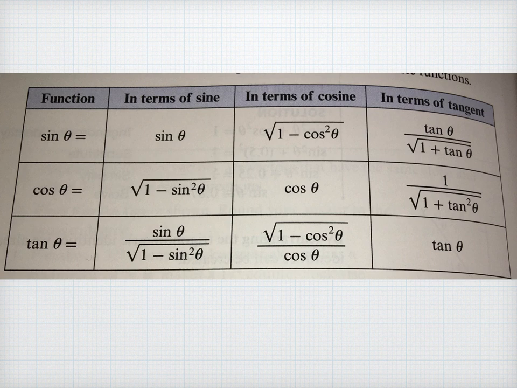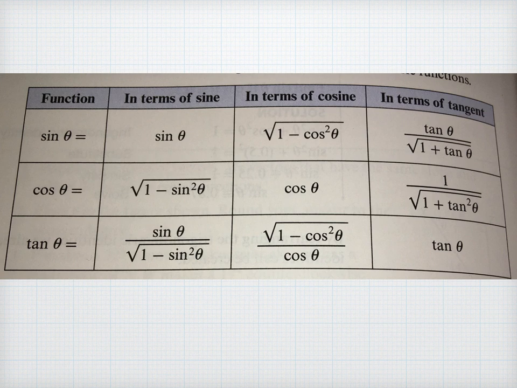And so the way this works, you pick the first column. In the first column, you know the sine. You've been given the sine, whatever that is. It may be a number, however they gave it to you, you know the sine. Well, then you know the cosine is the square root of 1 minus sine squared theta, and the tangent is sine theta divided by the square root of 1 minus sine squared theta. If you know the cosine, then you can find the sine and the tangent.